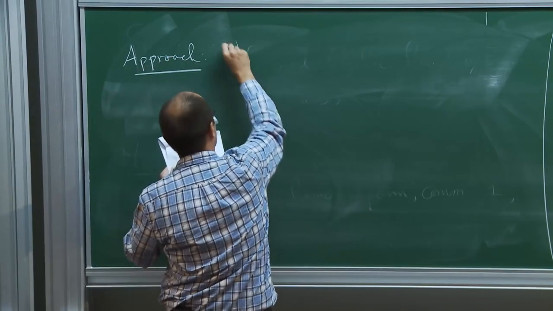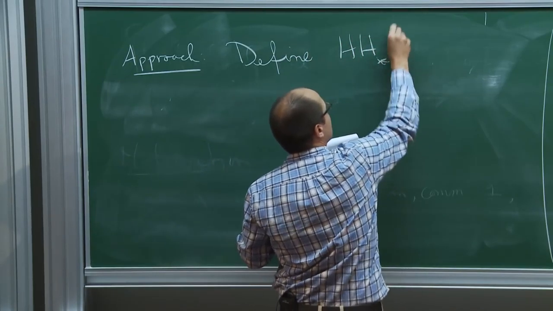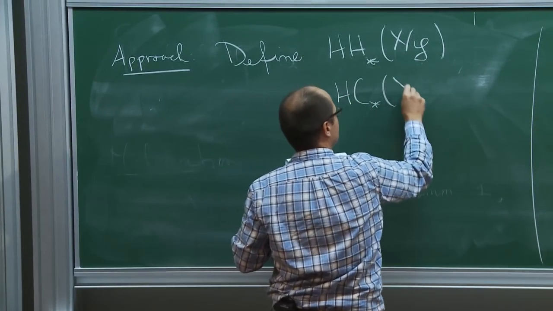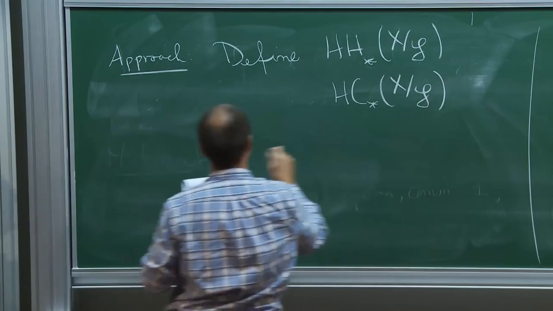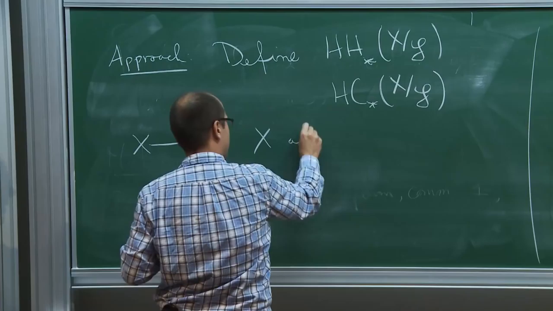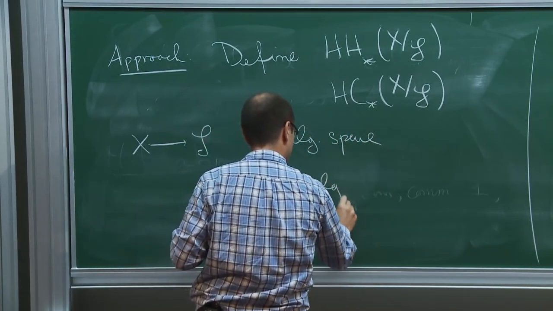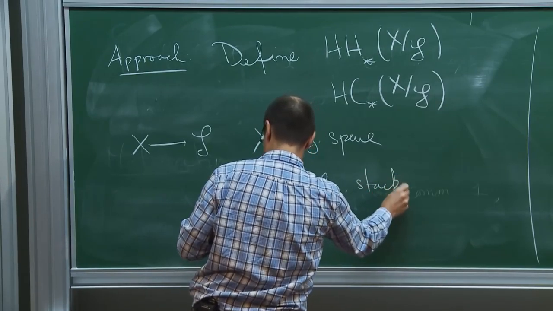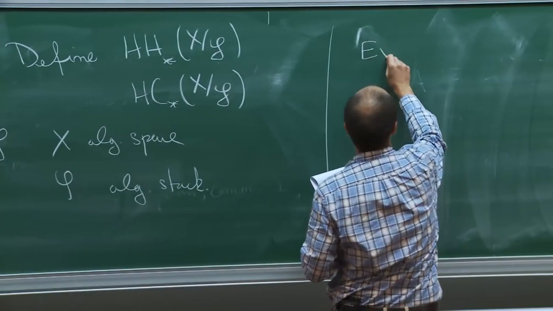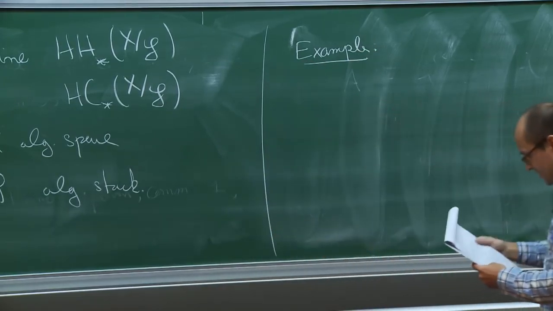HH or the cyclic homology for X over S, for some morphism X to S, where now I want X to be an algebraic space, and this S will be an algebraic stack. Let me give an example of that. Again, sort of an easy example.